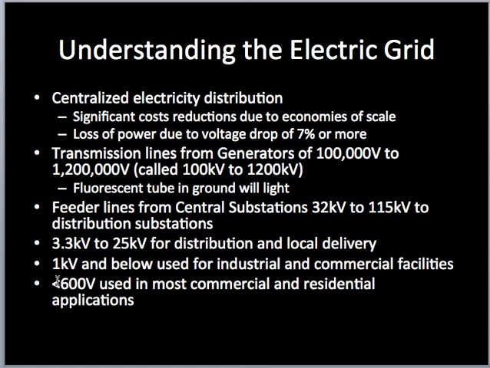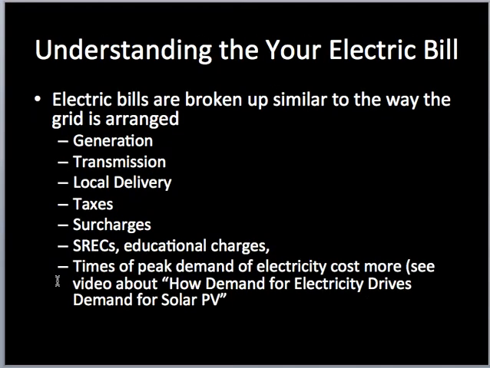Less than 600 volts is used in most commercial and residential applications. So there's an overview of the electric grid in the U.S. The next thing to really understand is your electric bill.